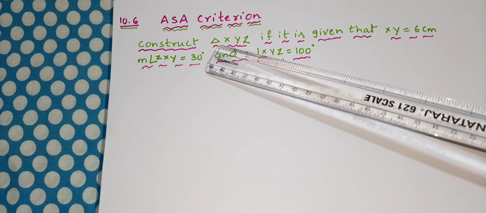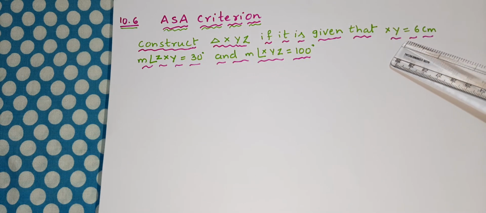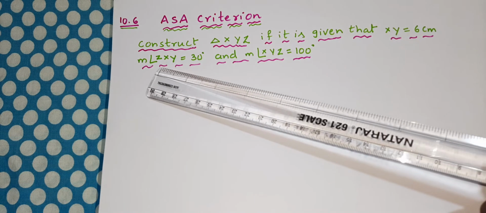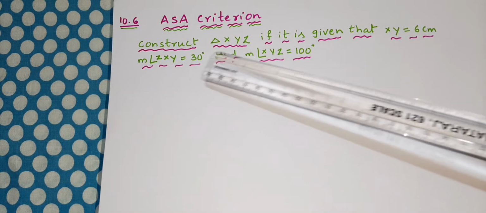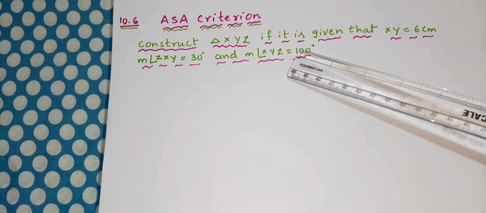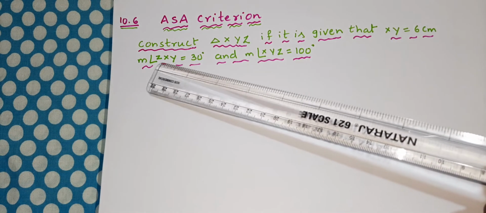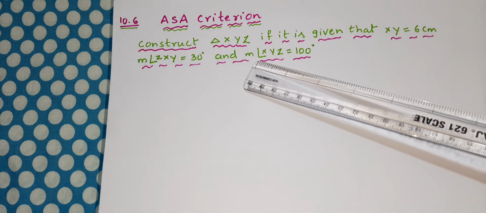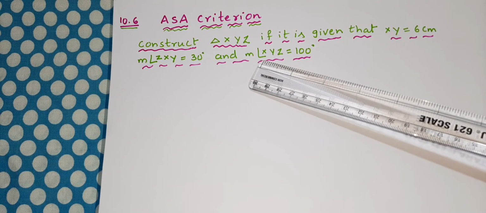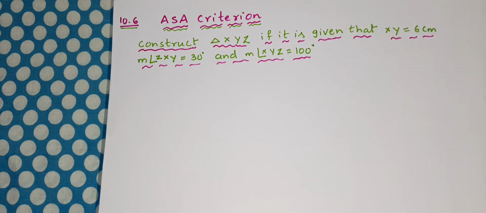Construct triangle XYZ. It is given that XY equal to 6 centimeter, measure of angle ZXY is equal to 30 degrees and measure of angle XYZ is equal to 100 degrees. So here ZXY is nothing but angle X, XYZ is nothing but angle Y, equal to 100 degrees. So children, we know how to construct 30 degrees by using compass, and by using protractor we will construct 100 degrees, and XY equal to 6 centimeter by using scale. So by using these three measurements, we are going to construct a triangle XYZ.